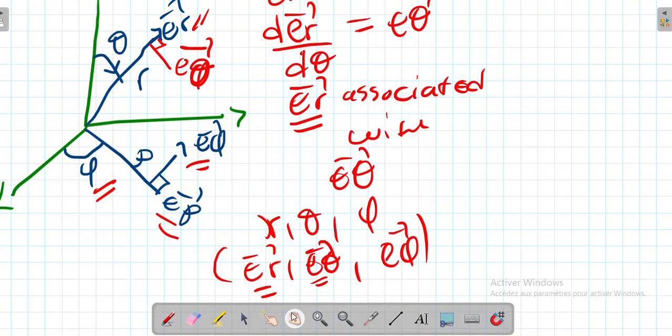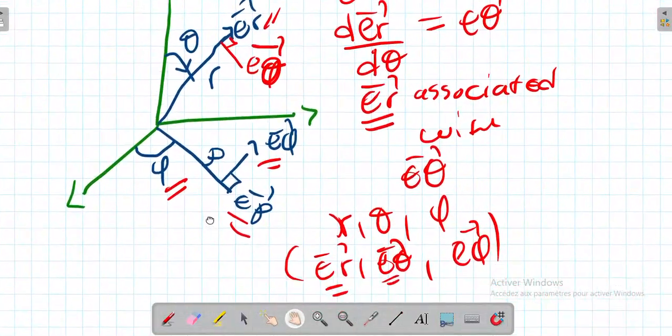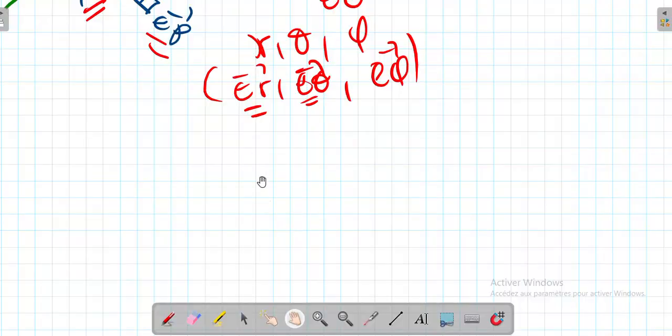So now let's find e r as a function in the Cartesian basis. Okay, let's convert e r in the Cartesian basis system. So now how are we going to do that? So here's what we're going to do. When you construct your spherical coordinate system, let me reconstruct it once more.